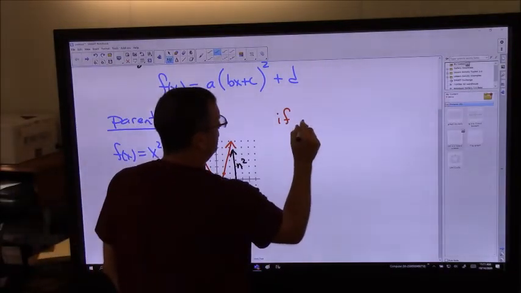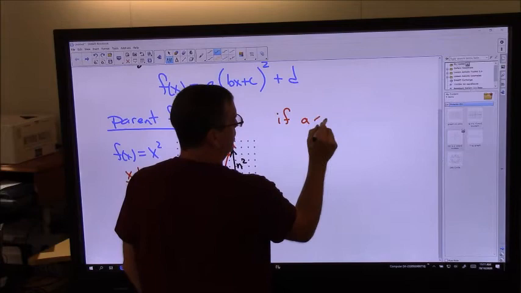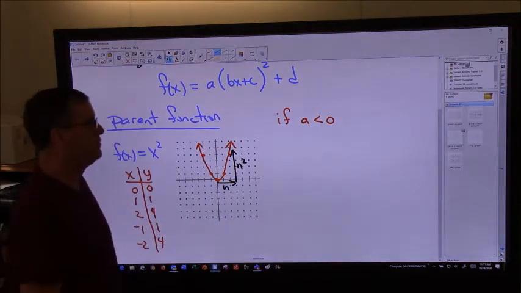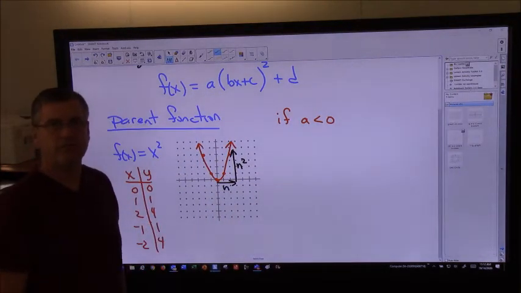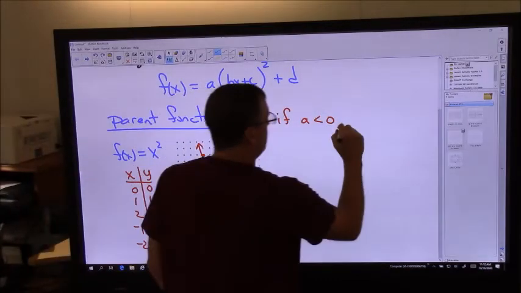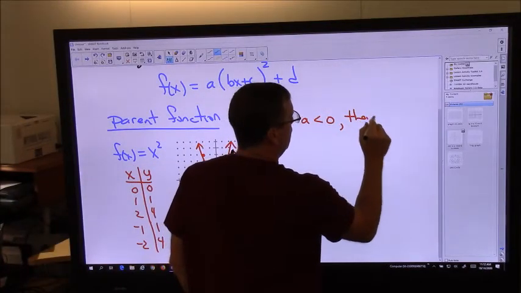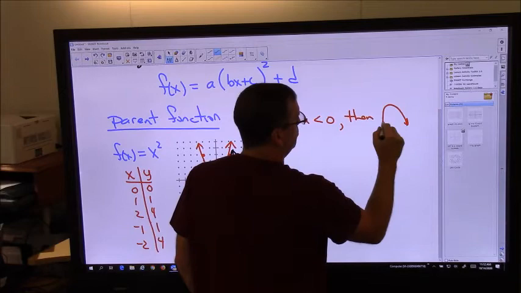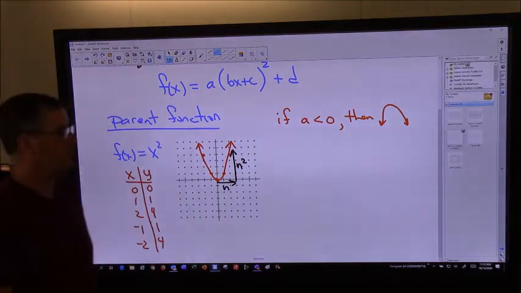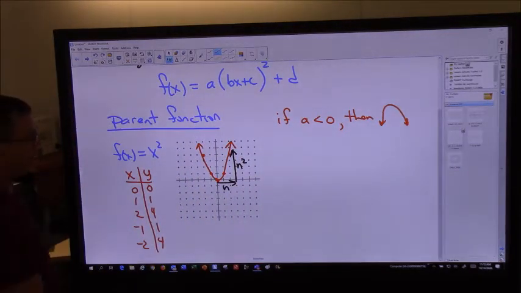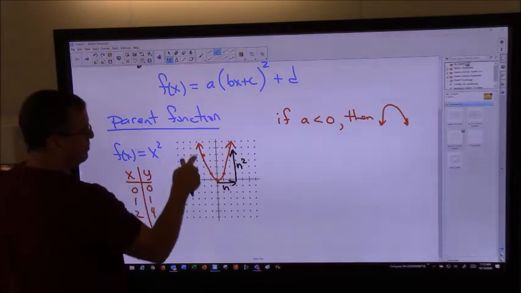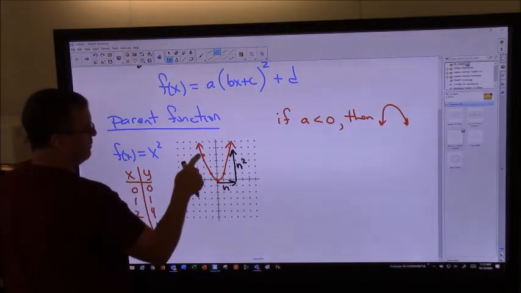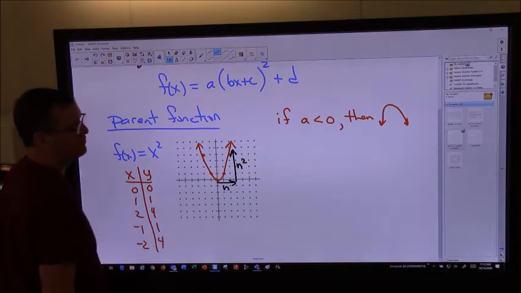So if A is less than 0, that means A would be negative, then our parabola opens down. We'll just draw that with a picture. If A is greater than 0, if A is a positive number, it opens up. If A is a negative number, then it opens down.